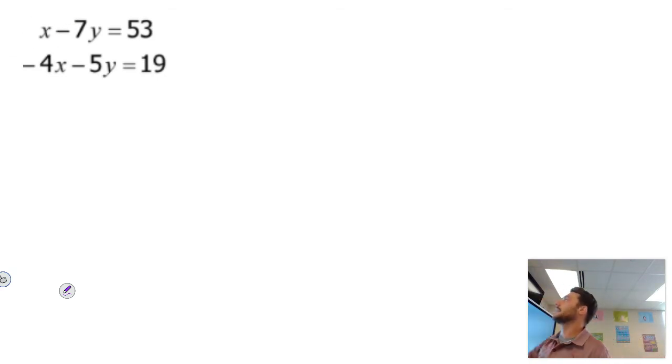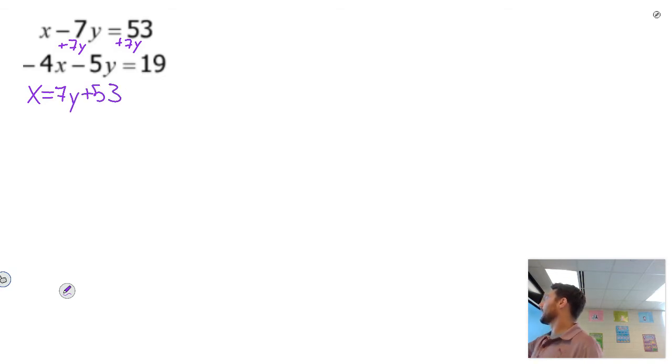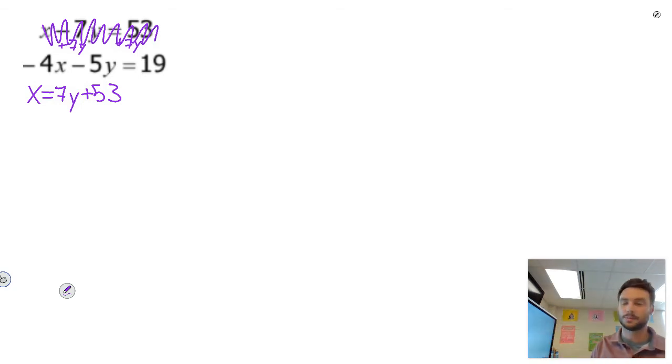If I add 7y to both sides in this equation, you would get an equation like this. I'll just write it underneath. It'll say x equals 7y plus 53. And that's great because now my x is solved for, right? So now I don't even have to worry about this equation anymore. That's all gone. I added that to both sides, and now that's gone.